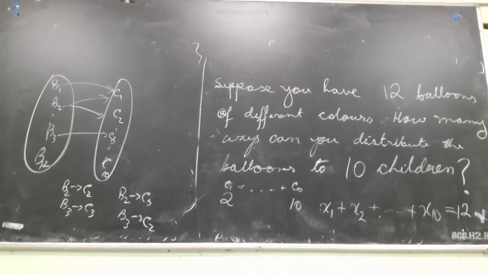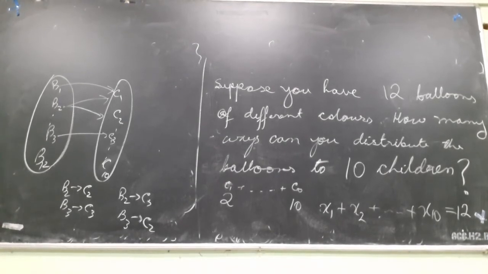Giving 2 balloons to the first child and 10 balloons to the... There we are assuming that they are identical. Yeah. If the balloons are identical, then this is only one way of distribution: giving 2 balloons to the first child and 10 balloons to the 10th child.